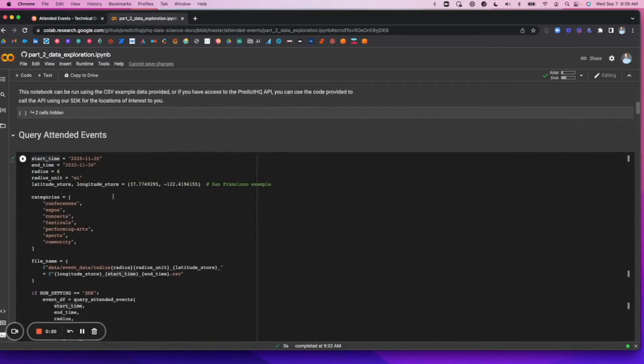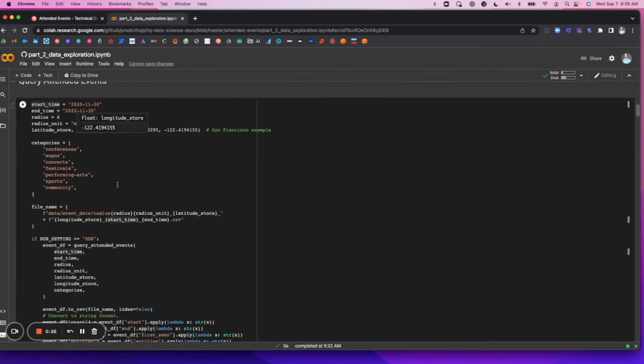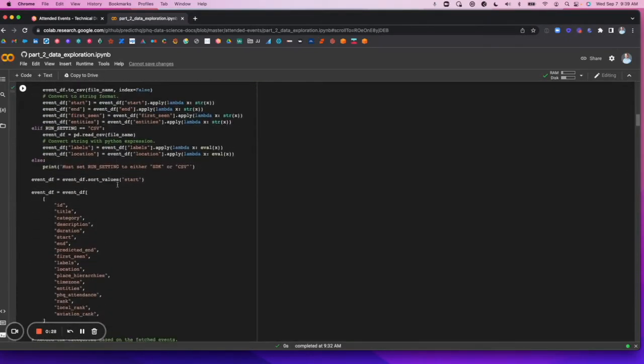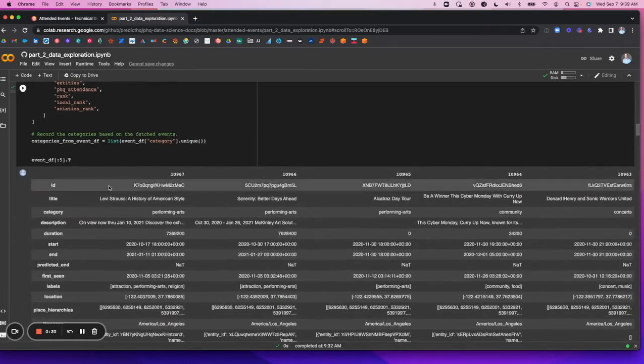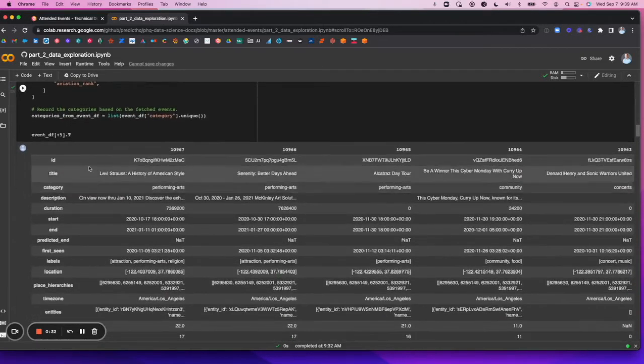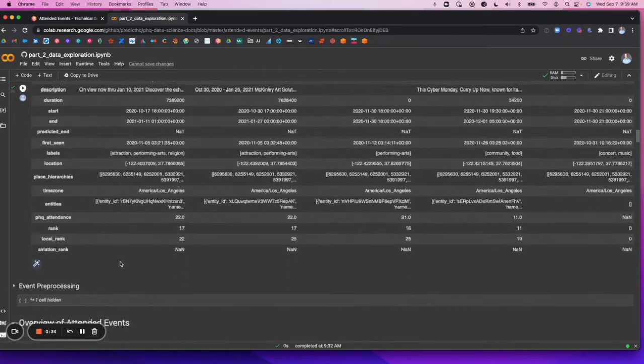And we're going to look at a hotel location within San Francisco for two years, back to November of 2020 through November of 2022. And the first thing we will do is set up an event data frame, pulling in all of the events.